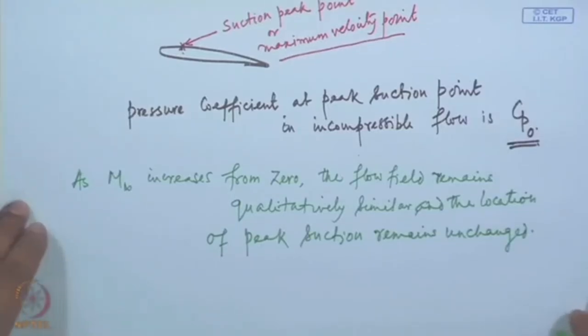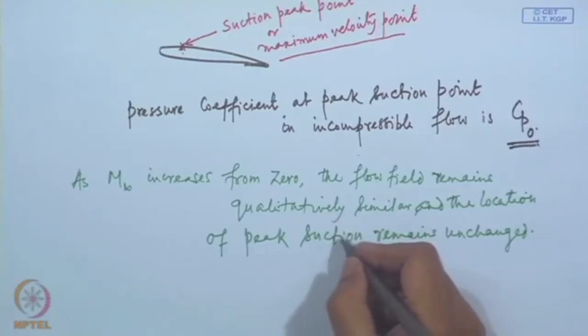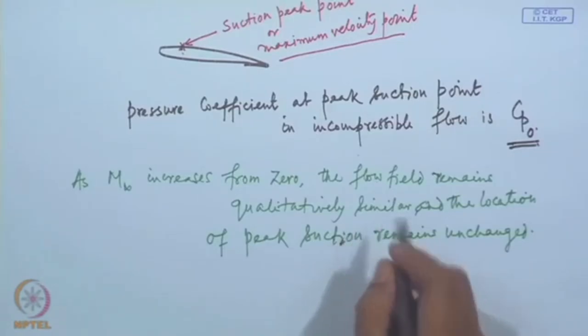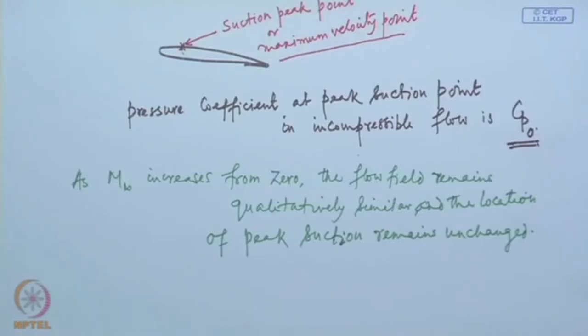However, the magnitude of the suction or pressure at any other point of course changes, and the change can be obtained using the linearized similarity rule, as an example the Prandtl-Glauert rule. So, for all these cases we can get the pressure coefficient from the Prandtl-Glauert rule, and we can know what is the pressure distribution at some other Mach number within the critical Mach number range.